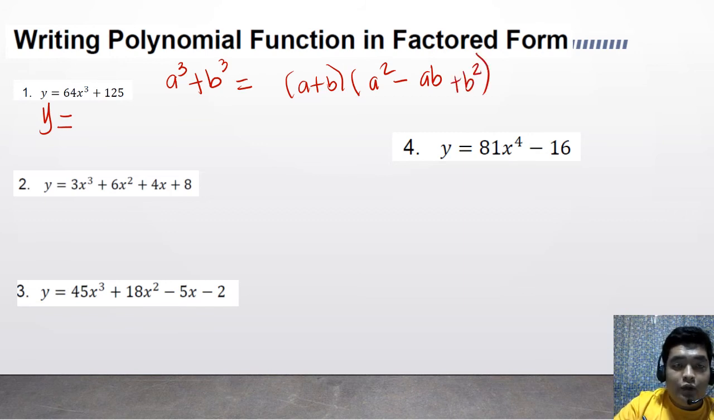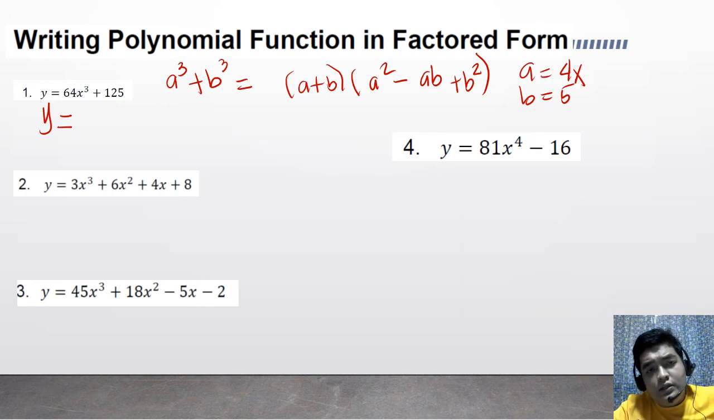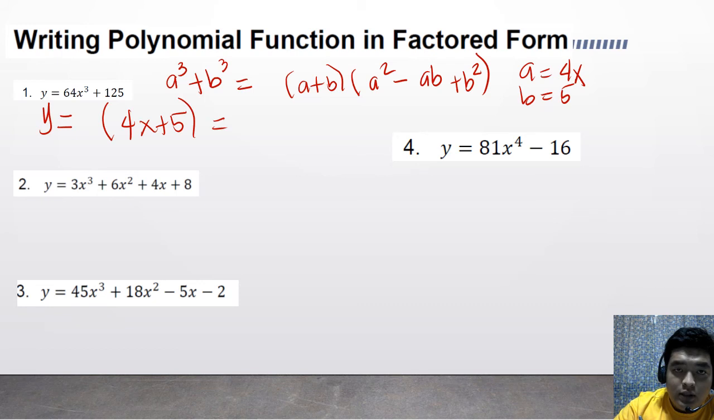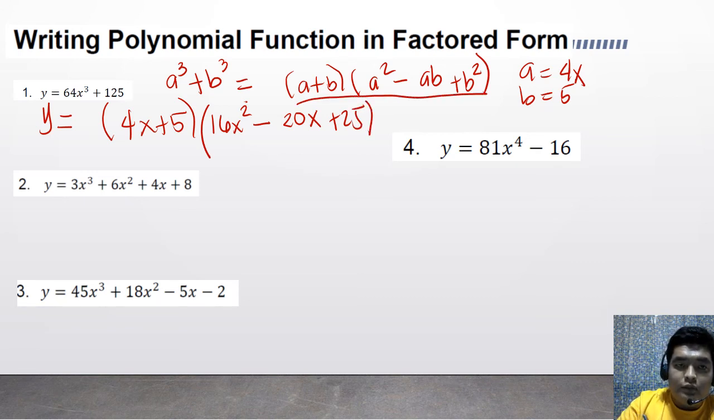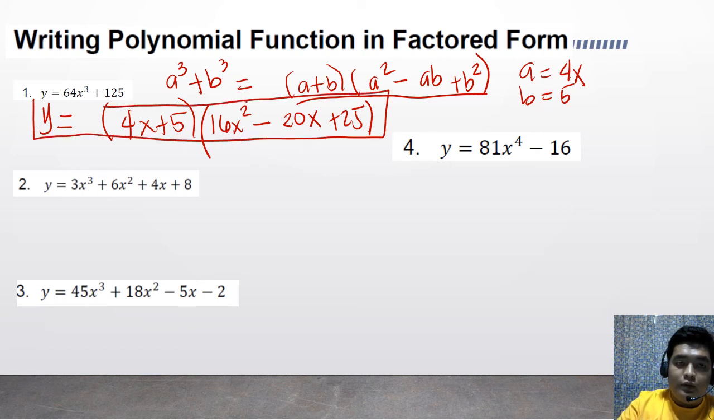The cube root of 64x cubed is 4x, so our a here is 4x, and our b here is the cube root of 125, which is 5. So a plus b is 4x plus 5, and you have to multiply by the trinomial: a squared is 16x squared, minus 20x, plus 25. You just follow the formula. So that's for number 1, the factored form of 64x cubed plus 125. We need that later in graphing polynomial functions.